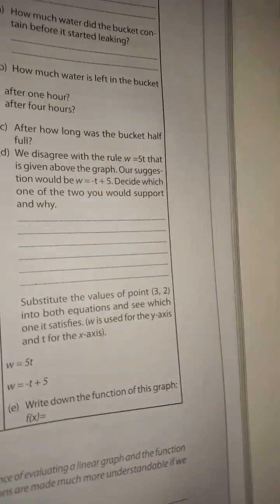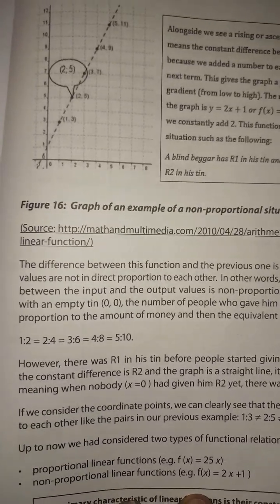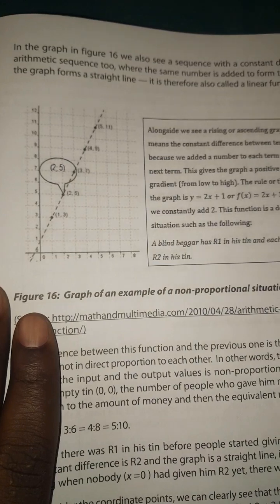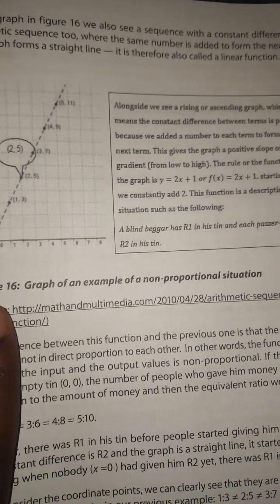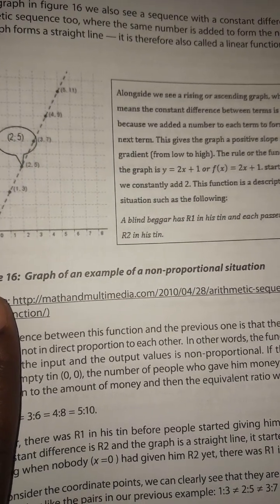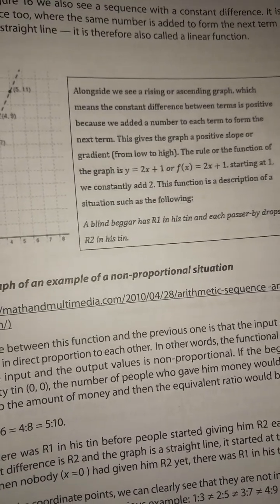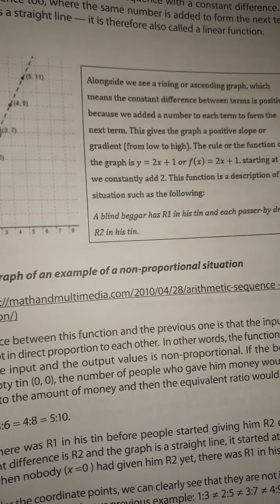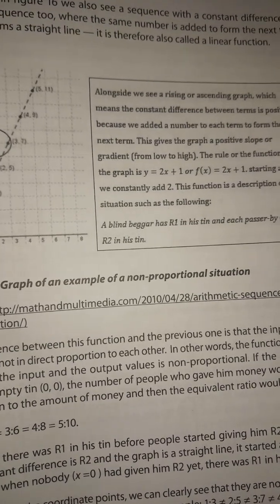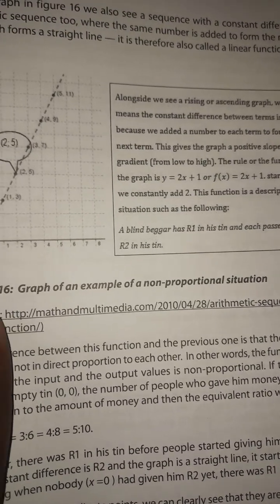So in most cases, guys, an arithmetic sequence involves a graph of a straight line. As you can see from this graph, it forms the graph of y equals 2x plus 1. The graph is y equals 2x plus 1. Starting at 1, we constantly add 2. So the function is a description of the situation such as the following.